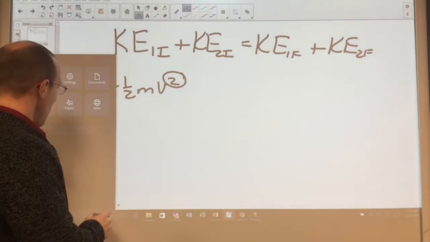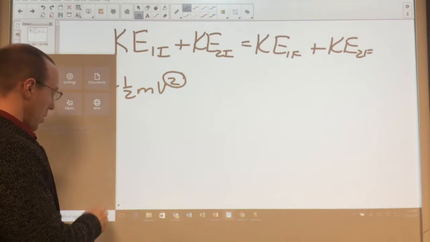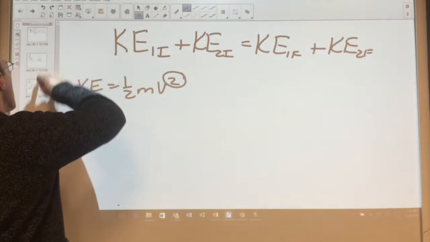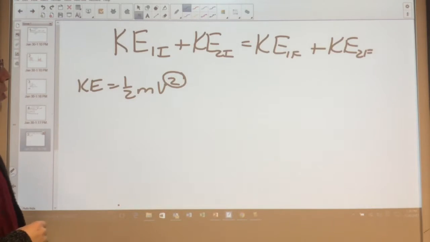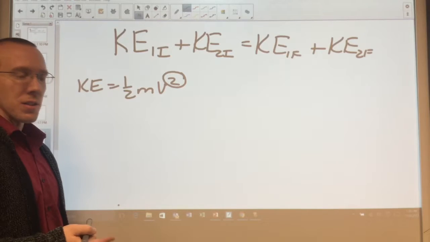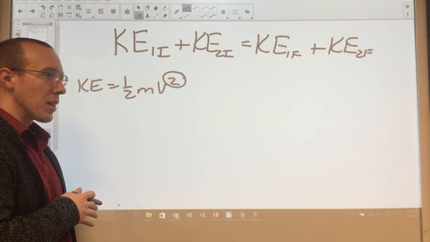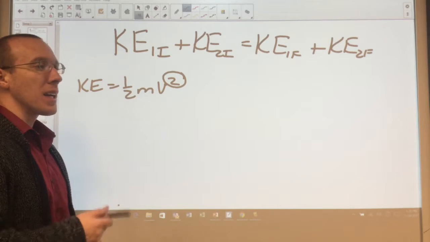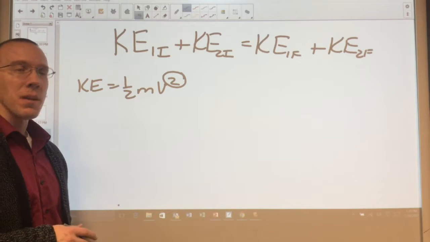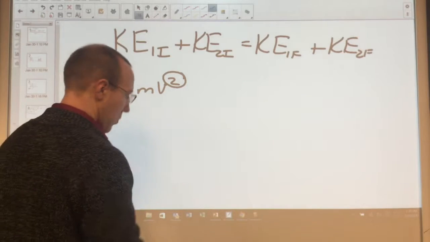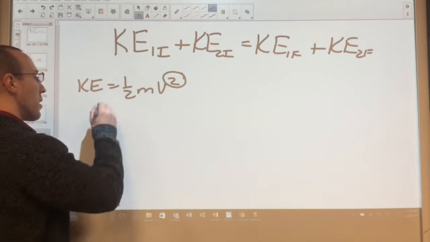Now remember, this is only for elastic collisions. My recommendation is when it comes down to doing this and using it, we don't. Every chance that we get to use the conservation of momentum, we should do that. So let's write down the conservation of momentum now.